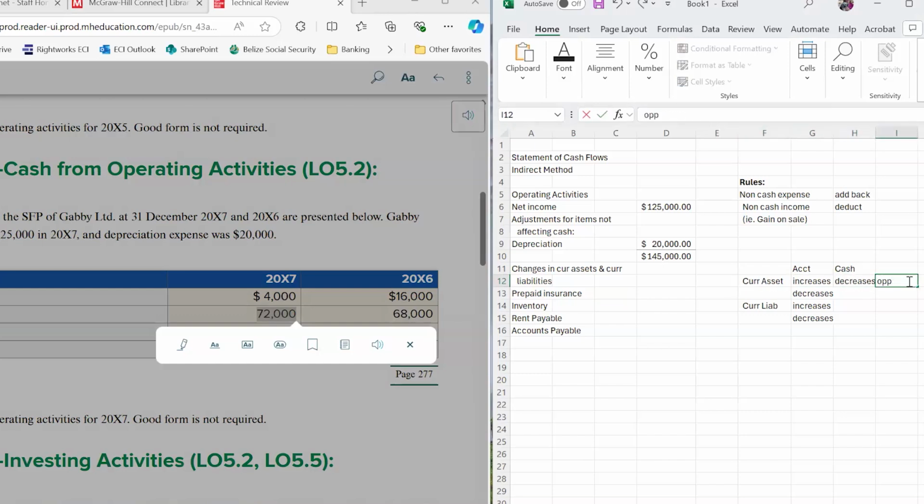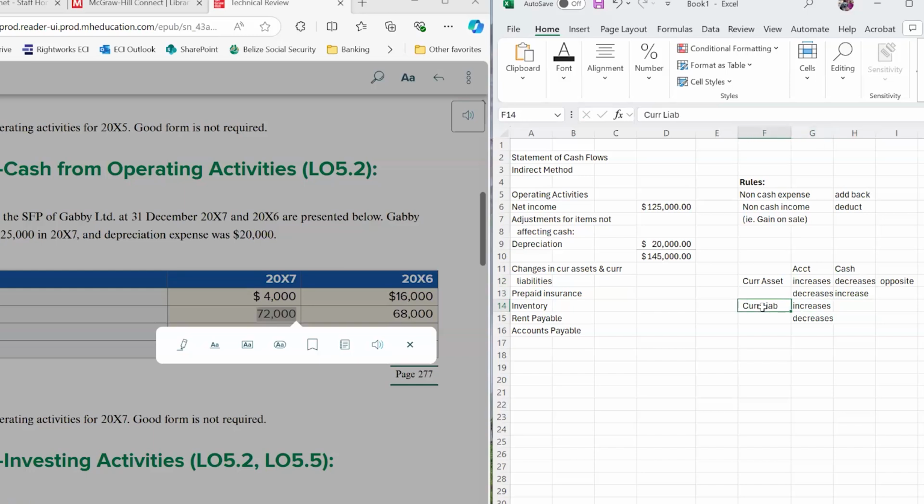So that's the rule I wanted to tell you guys, is that if your current asset increases, cash is always going to decrease. If your current asset, like inventory, went down from last year, then this would obviously increase, okay? So hopefully that makes sense to people.